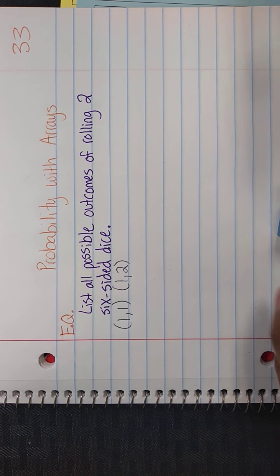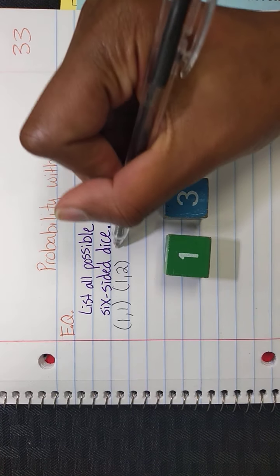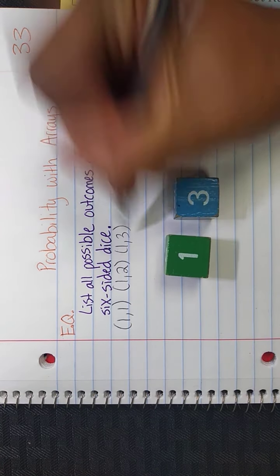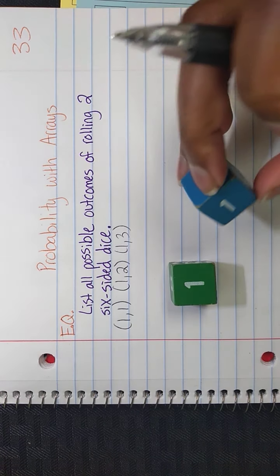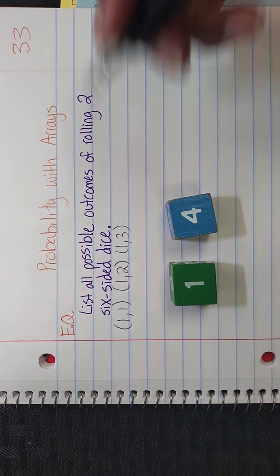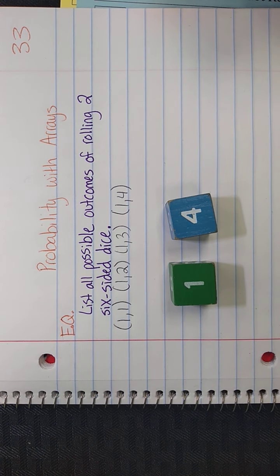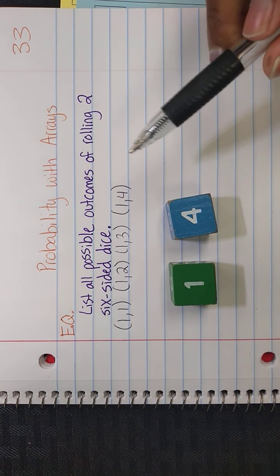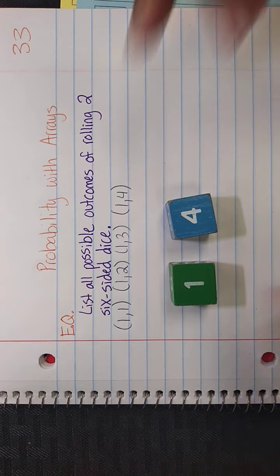Hopefully you're seeing a pattern. Next, I would say a 1, 3. It could also land, the first dice lands on a 1, the second one lands on a 4. 1, 4. See if you can beat me. Finish writing all the possible outcomes. Go.